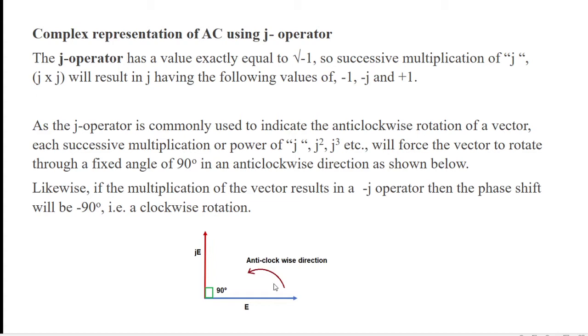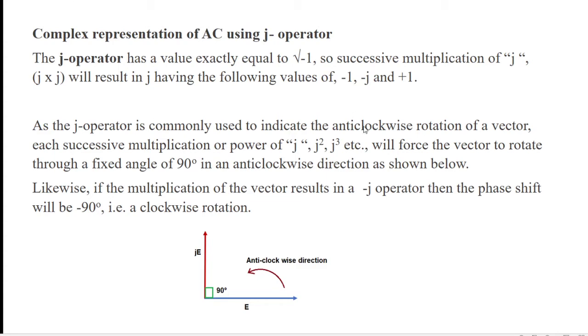The J operator has a value exactly equal to root of -1. So, successive multiplication of j, j square, j cube will result in j having the following values of -1, -j and +1.